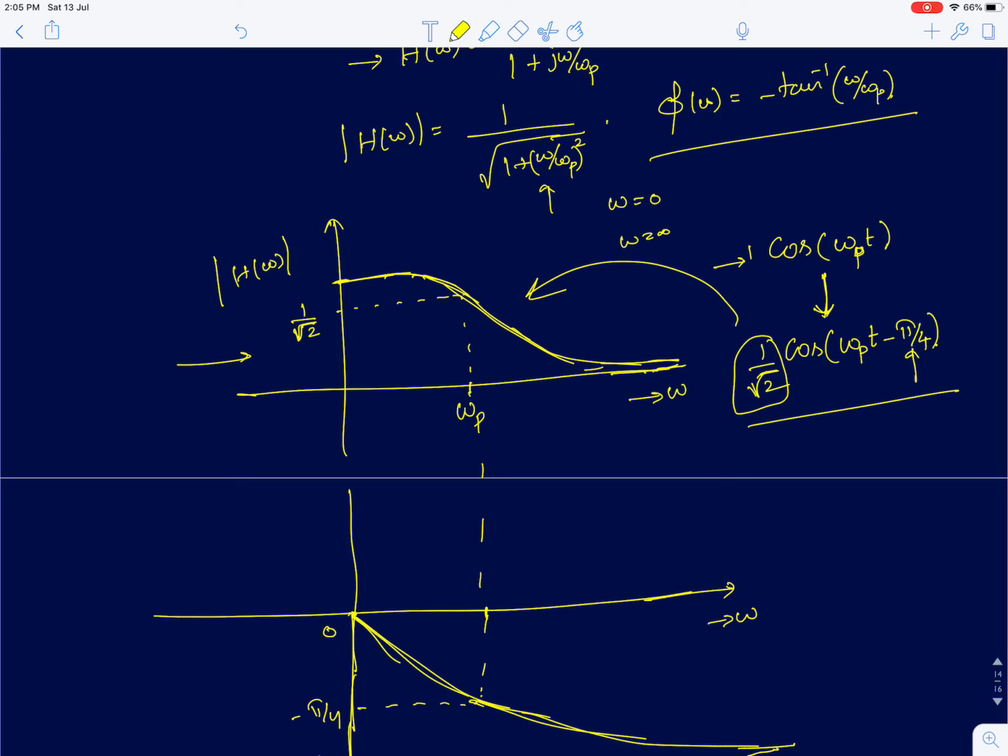Now if you look at this function H of omega, the gain for higher frequencies is 0 and the gain for lower frequencies is 1. Such a frequency response characteristic is called a low pass characteristic. Now I am going to use another term called filter. You can also say that this system permits lower frequencies and rejects higher frequencies. So it's like a filter which filters out higher frequencies and retains only the lower frequencies. So it's also called a first order low pass filter.